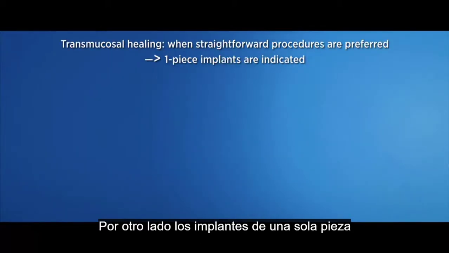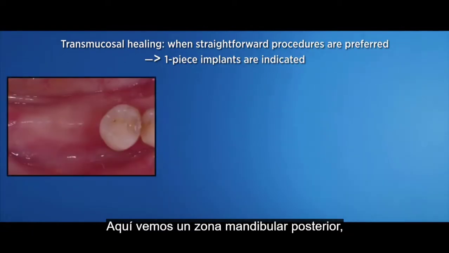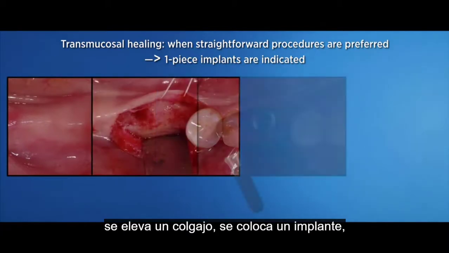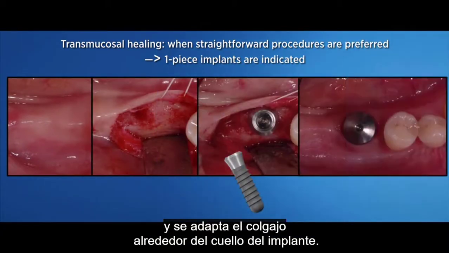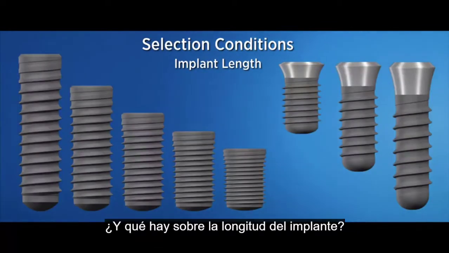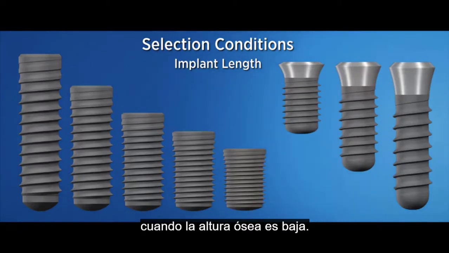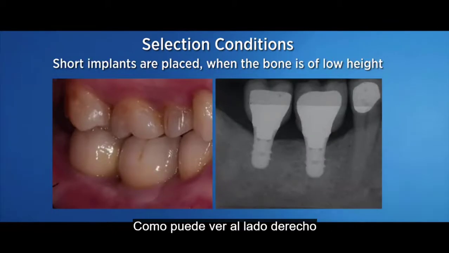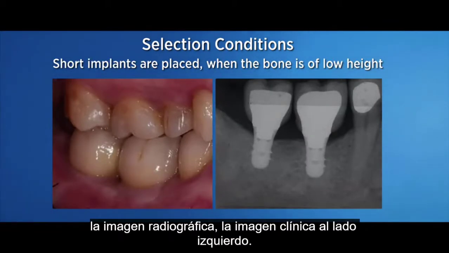On the other hand, one-piece implants are indicated for transmucosal healing when straightforward procedures are preferred. Here you see a mandibular posterior area, flap is raised, an implant is placed, and the flap was adapted around the neck of the implant. What about implant length? Very obvious. Short implants are placed when the bone height is of low height. As you can see on the right side, the radiographic image, on the left side, the clinical image.